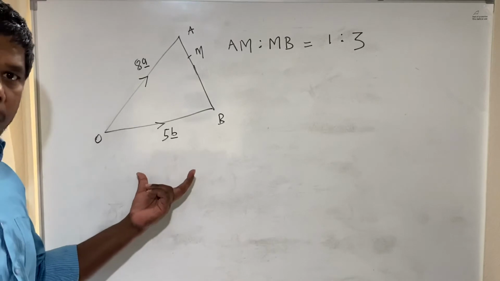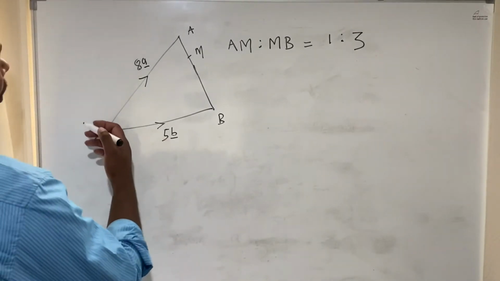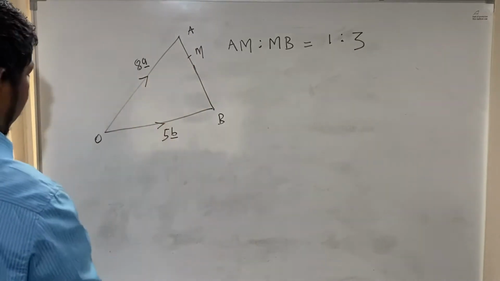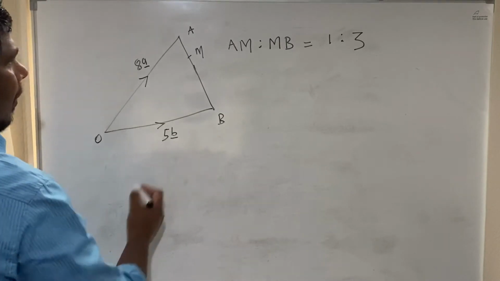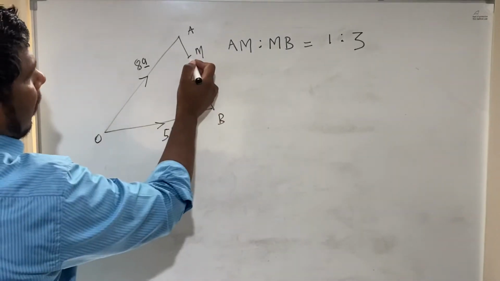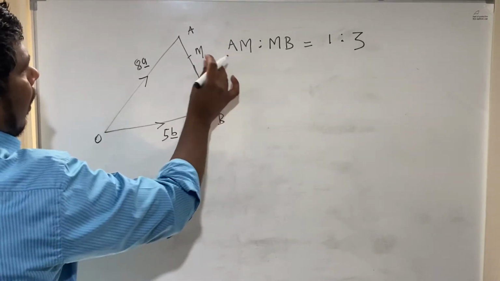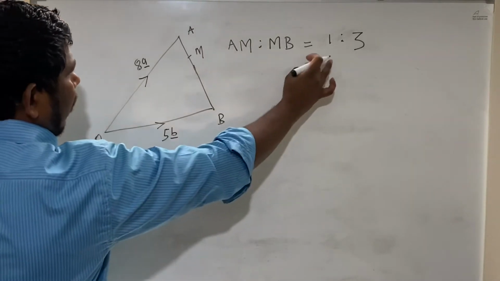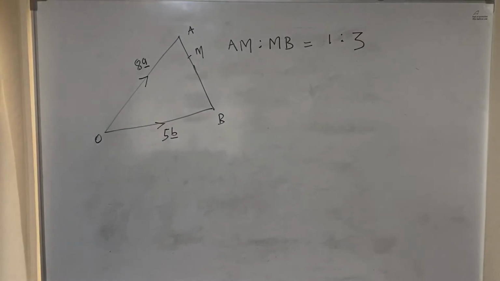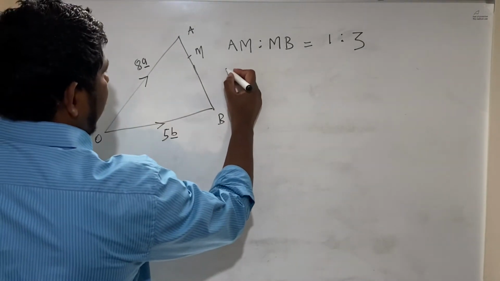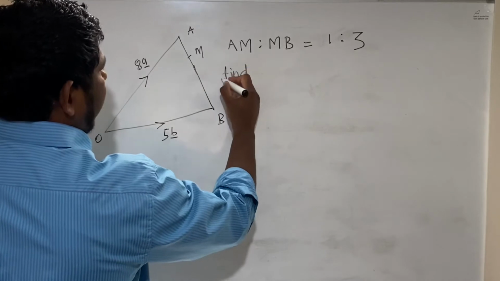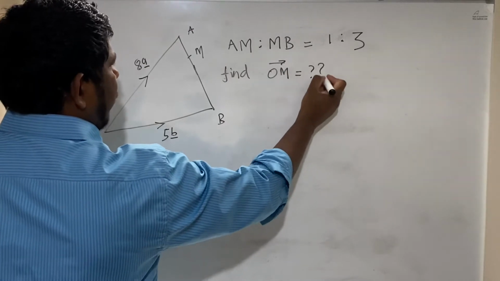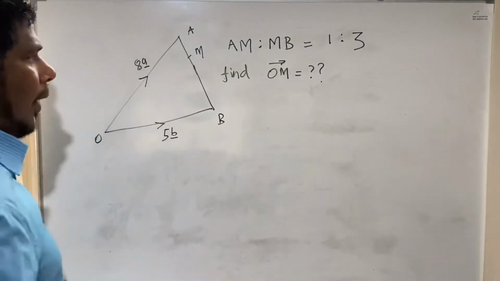Here is a practice question for you to try. In triangle OAB, vector O to A is 8A, vector O to B is 5B, and we have a ratio here, so M is the point on the line AB. A ratio of AM and MB is equal ratio of 1 to 3. So find what is the vector O to M. You can pause the video and try.